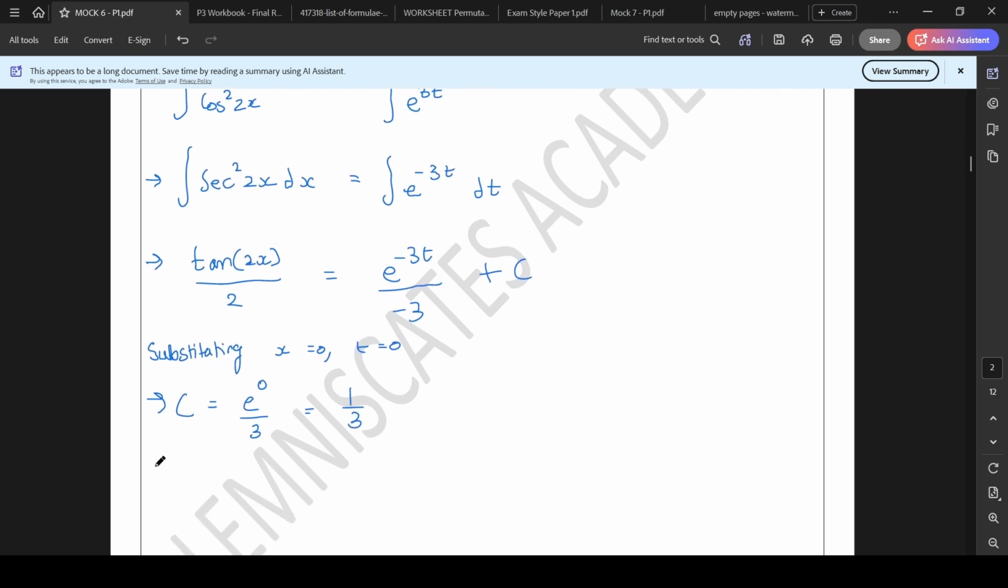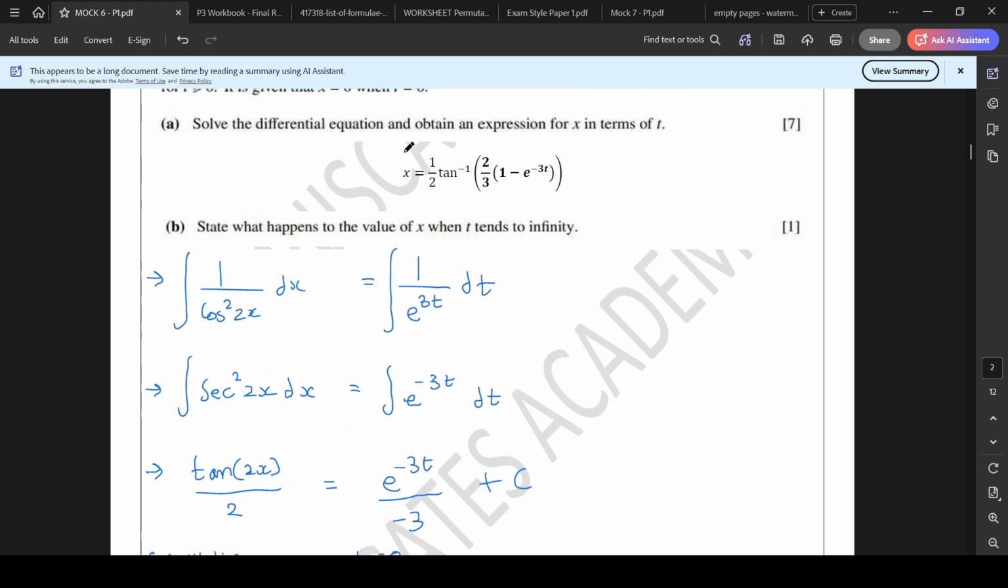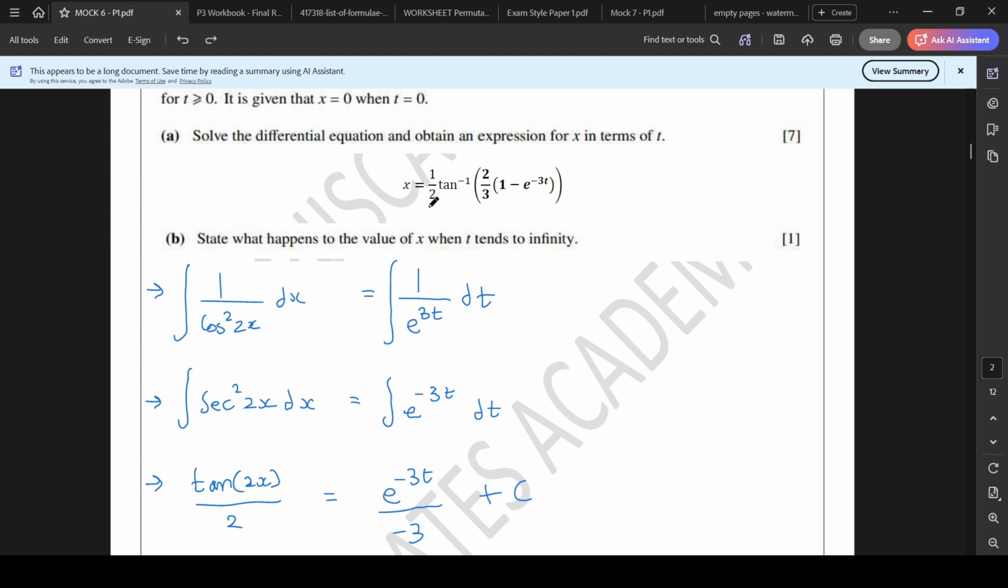And from here I can say that the solution of the differential equation is going to become tan of 2x, or let me write it in a proper way, half tan 2x is equal to minus 1 over 3 e to the power of minus 3t, and then plus c. In place of plus c I will be writing plus 1 over 3. Now we have to bring our answer in this specific format. Basically we have to make x the subject of the formula.